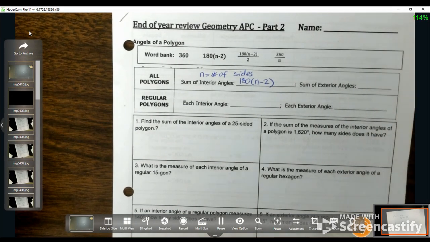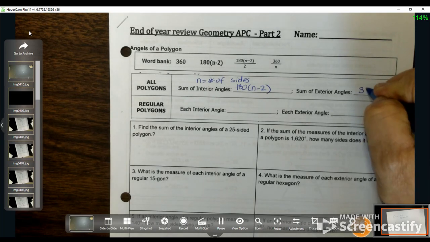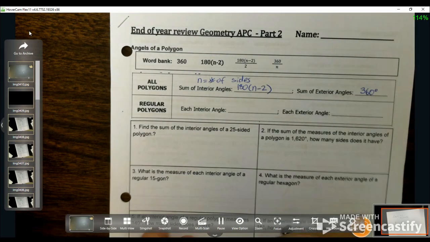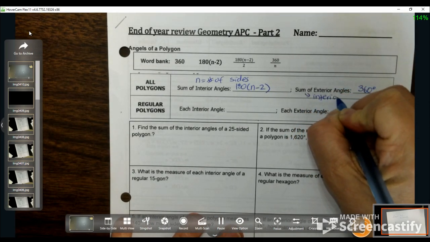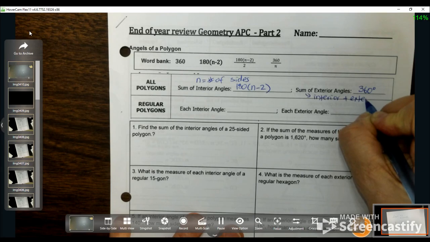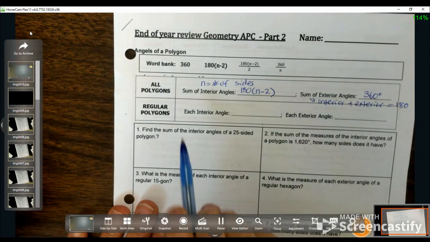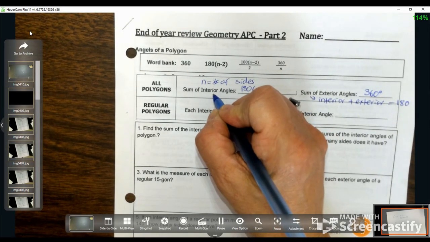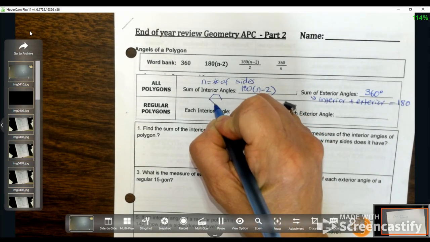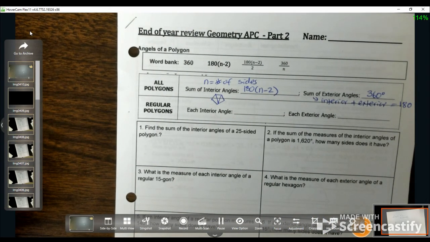Okay? The sum of the exterior angles is equal to 360. I want to add a couple of pieces of information. I want to remind you that interior plus exterior is equal to 180. And I also want to remind you another way to get the sum of the interior angles is to divide up a polygon into triangles. So just to remind you, I'm just going to draw a pentagon and divide it up, and all we do is 180 for each triangle.